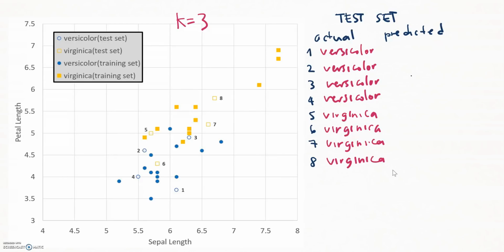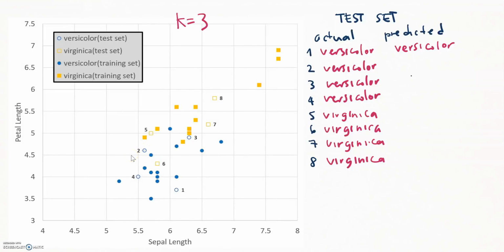Let us go to the first record in the test set, which is number 1, and the 3 nearest neighbors are these records, and they all belong to the versicolor category. So the predicted classification for record number 1 is also versicolor. Let's go on. Let's erase these circles to ensure that the graph is not so cluttered. Now let's go on to record number 2, which is over here.